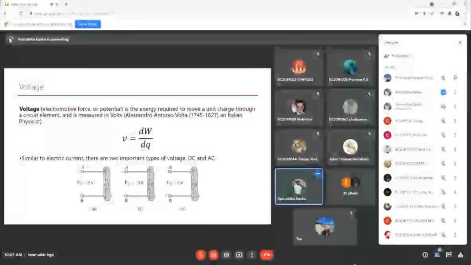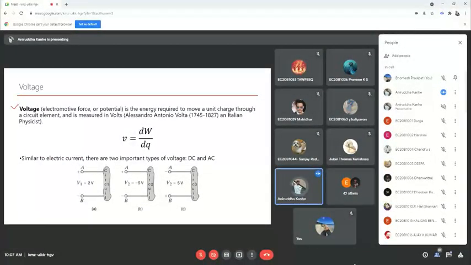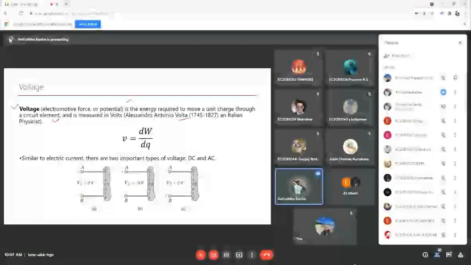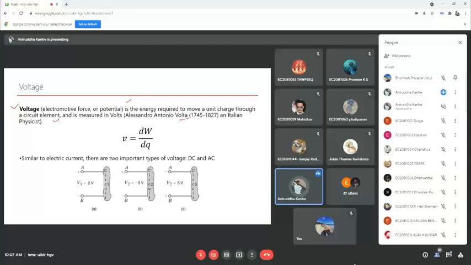Now, the voltage is also called electromotive force or potential, and it is defined as the energy required to move a unit charge through a circuit element. Right, all these are very fundamental and basic definitions, so I'm not going to elaborate too much. Just to recall all these things, I am telling them to you. And of course, it was named after Volta, an Italian physicist, and that's the equation or definition for the voltage.